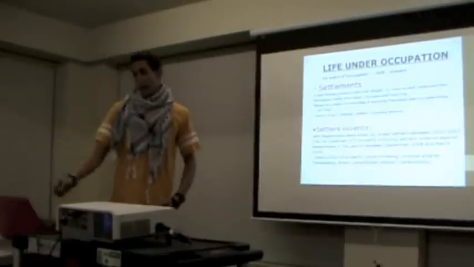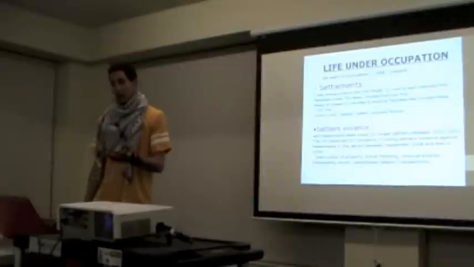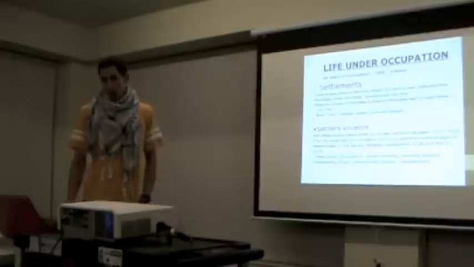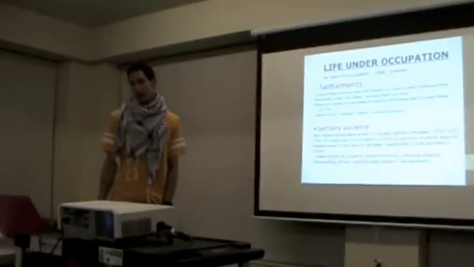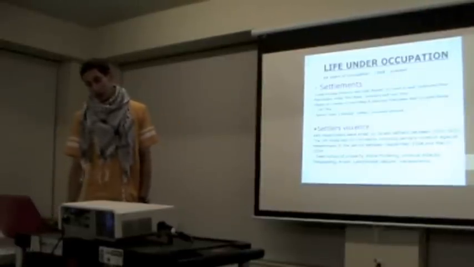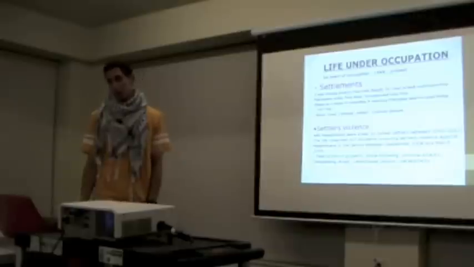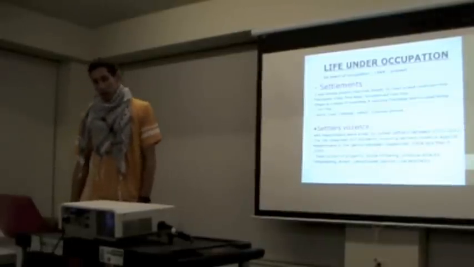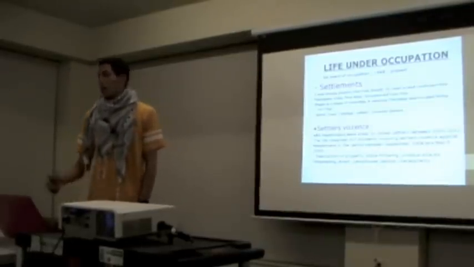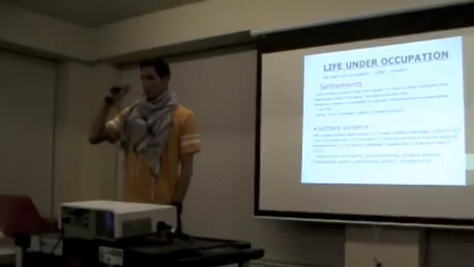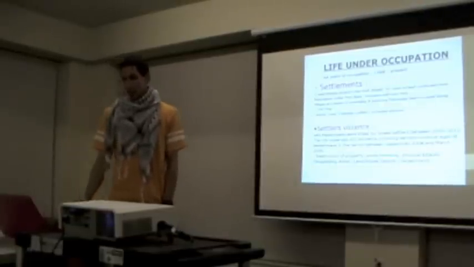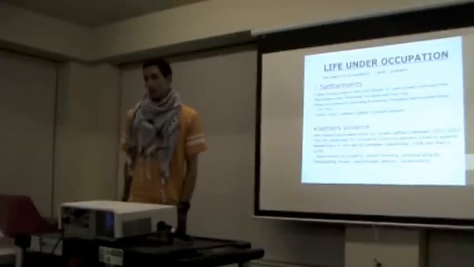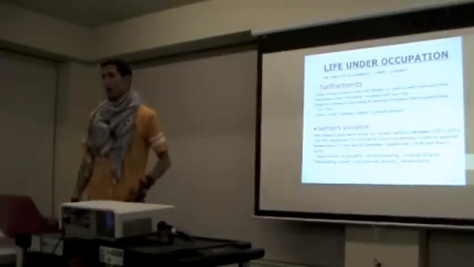Over 49 Palestinians were killed by Israeli settlers between 2000 and 2010. The UN observed 207 incidents involving settlers' violence against Palestinians in the period between September 2008 and March 2009. Destruction of property, stone throwing, physical attacks and trespassing, arson, land and housing seizure, and harassment. All is done by settlers.